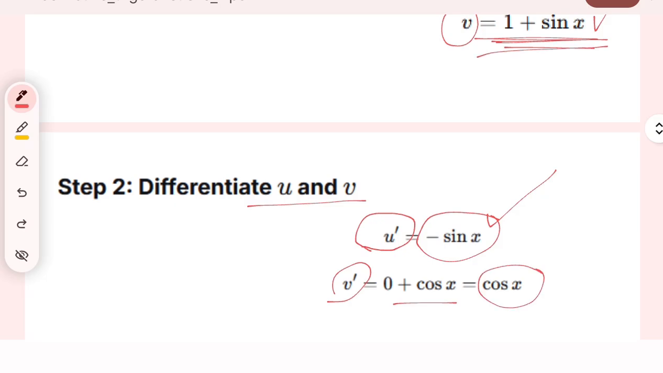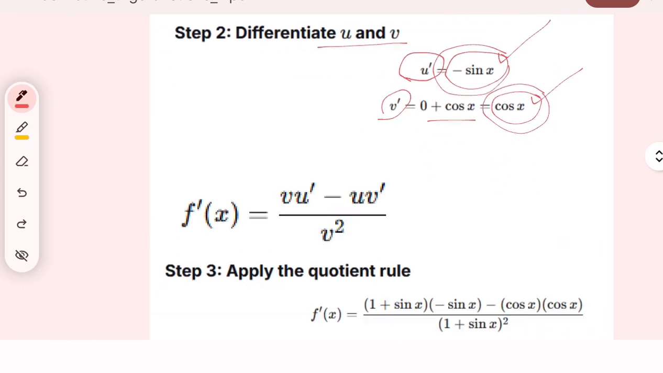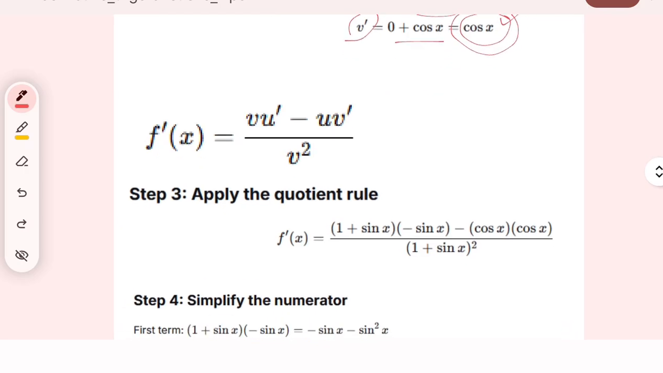For the derivative of 1 plus sine x, the derivative of 1 is of course a constant, so it's 0. The derivative of sine x is cosine x. Simplifying 0 plus cosine x, the answer is just cosine x. Now we have the derivative of the numerator and of the denominator, so we simply go back to the formula.